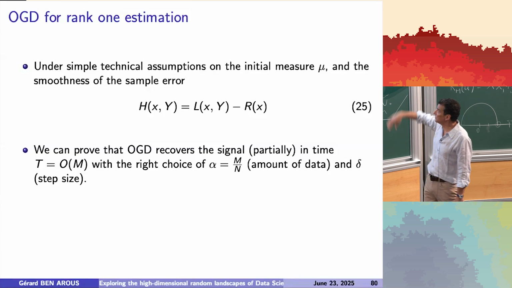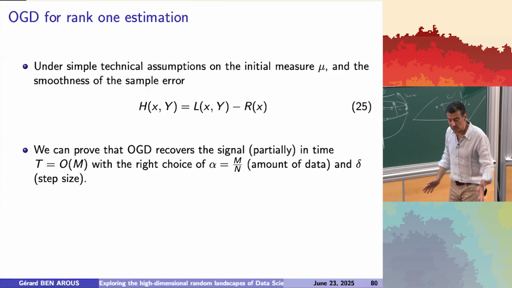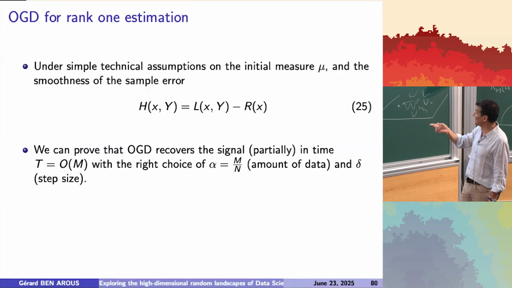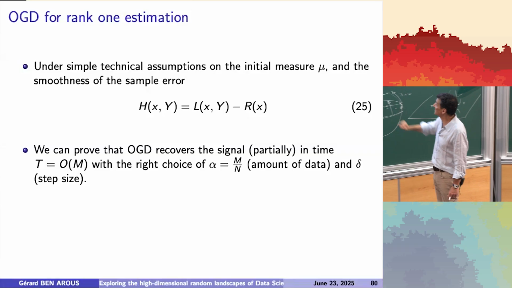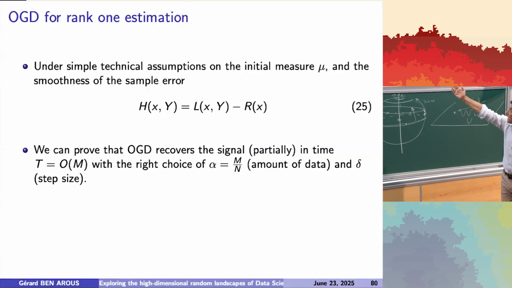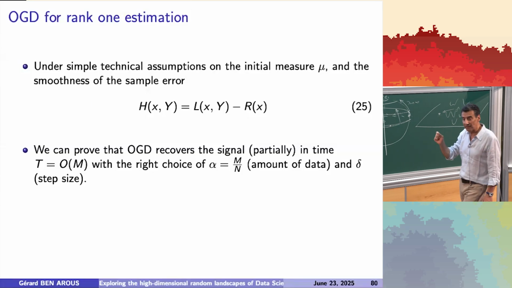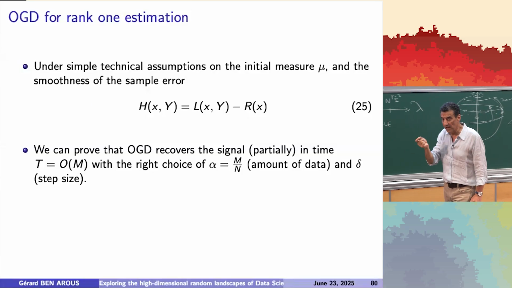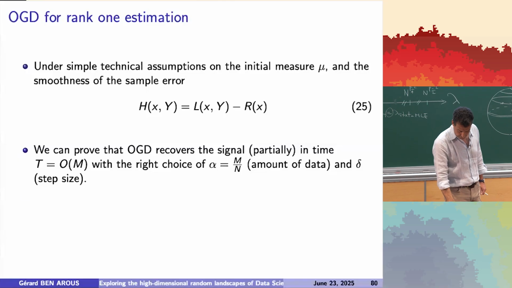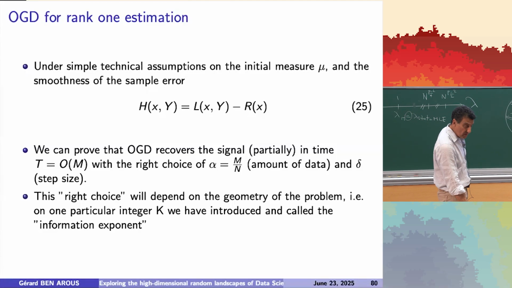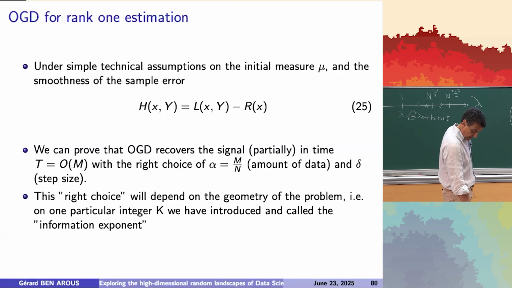Under certain technical assumptions on derivatives, which I won't get into, we can prove that online SGD recovers the signal partially, so you climb up like this, in time t equal to order m, with the right choice of alpha, which is the ratio of m over n, and of delta, the step size, which is in your hand. You choose the step size. This right choice depends on the geometry of the problem, and in particular on the information exponent, which I call capital K.